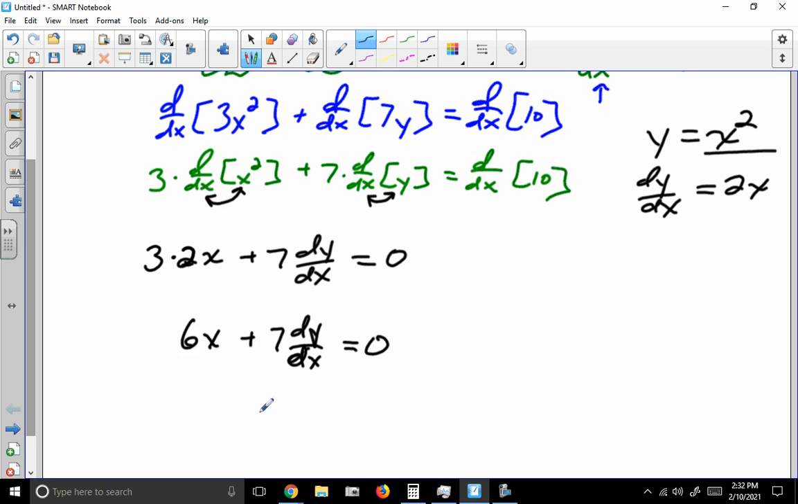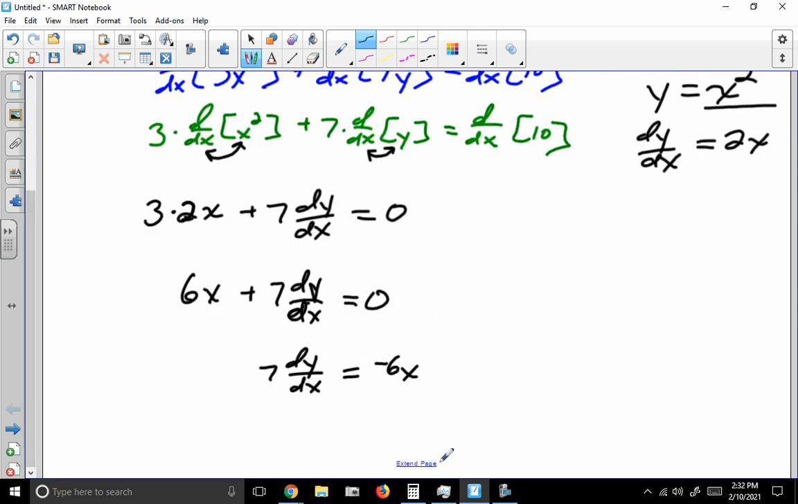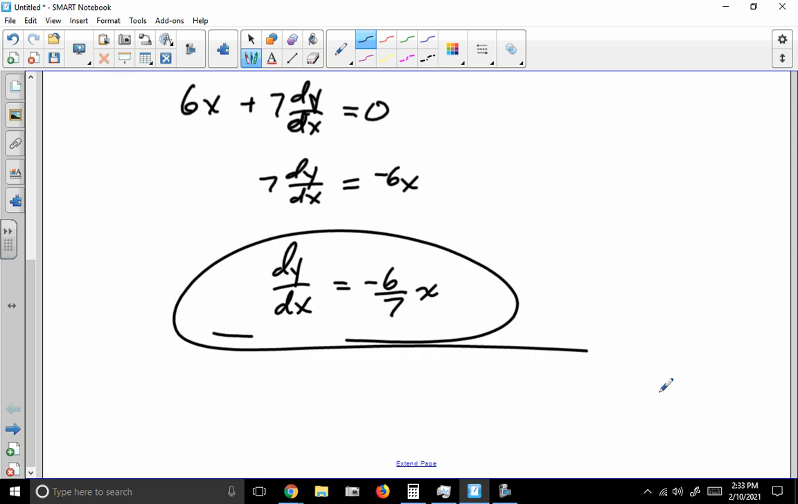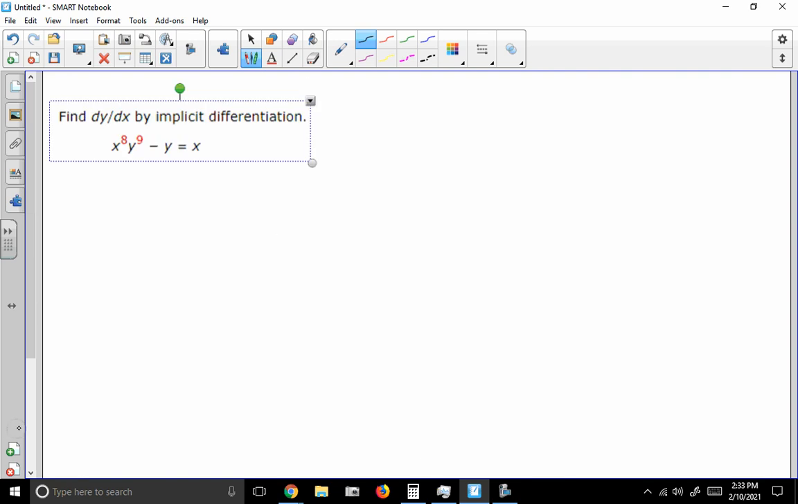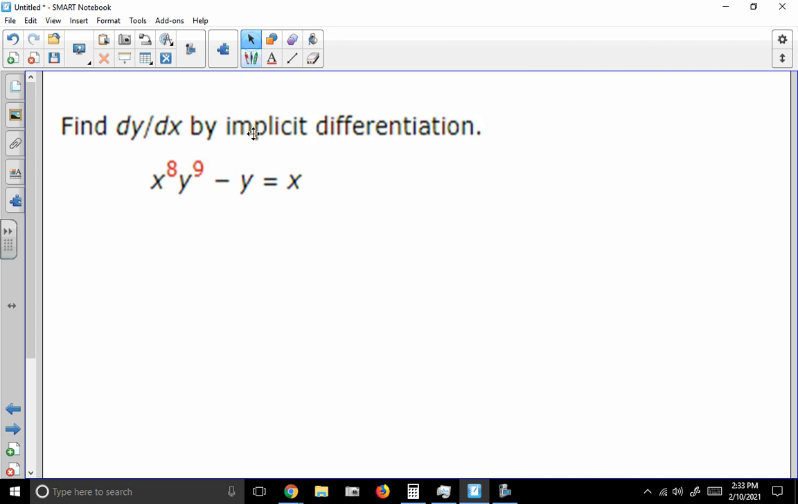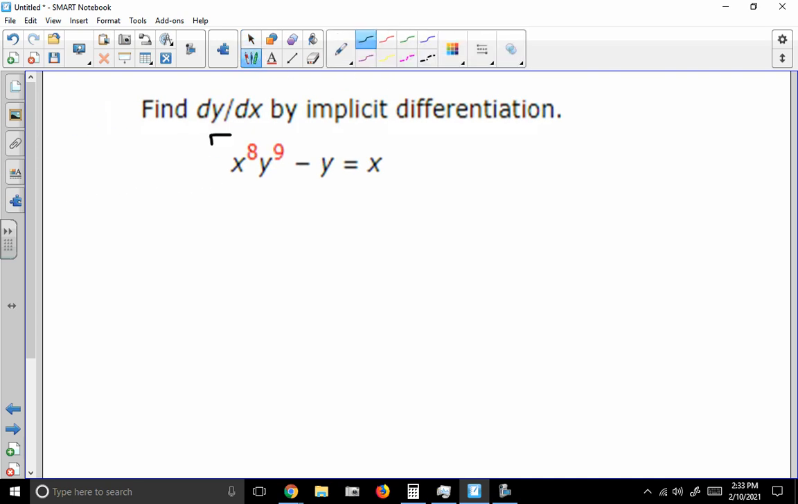We can subtract 6x from both sides, so get 7 dy over dx equals negative 6x, and then divide both sides by 7. So dy over dx equals negative 6 over 7x, or negative 6x over 7. So we're still just basically taking a derivative. Now let's take a look at this one. So if we're going to find dy over dx, we need to take the derivative with respect to x.